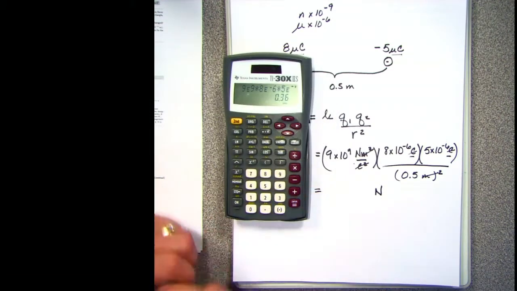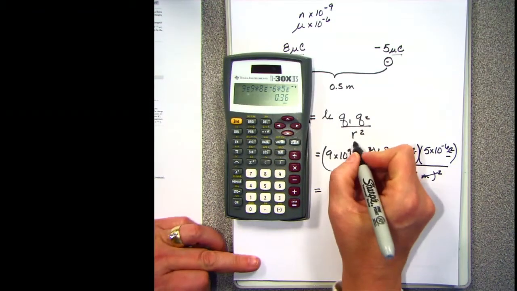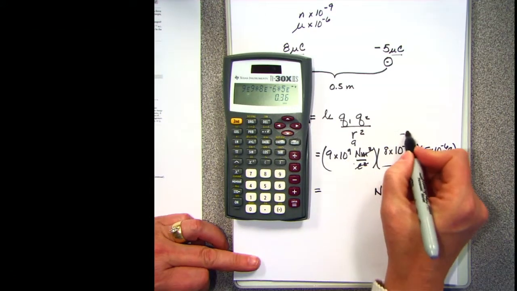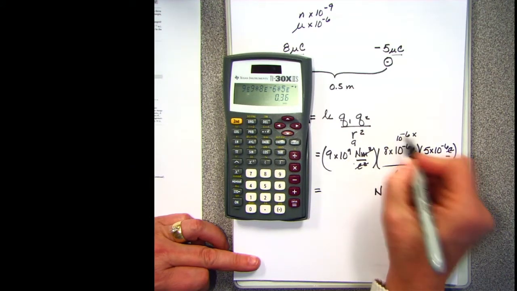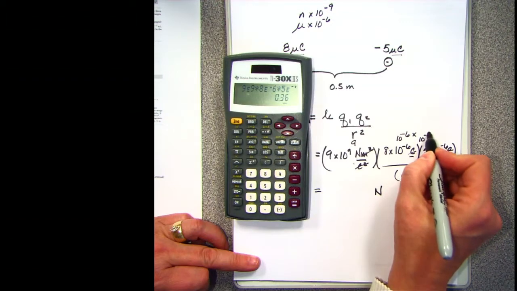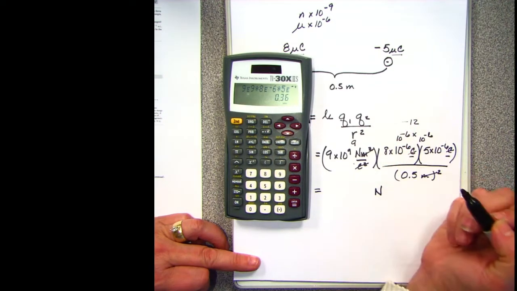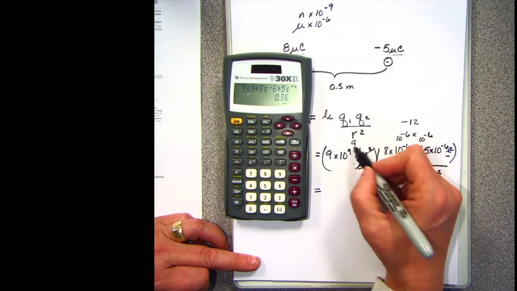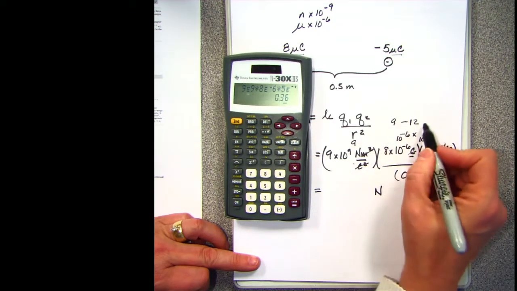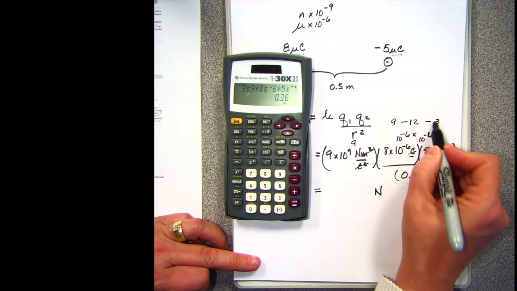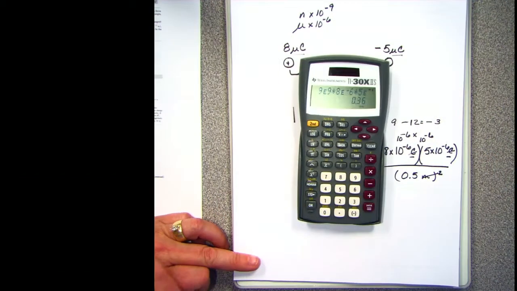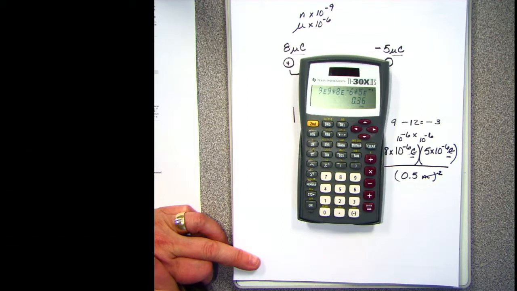And if you remember how to do exponents, here's my 9 and my minus 6 times my 10 to the minus 6 times my 10 to the minus 6. That's going to give me minus 12. That's where that minus 12 comes in. And if I add that 9, I end up with something that's a minus 3. And then when I actually do the multiplication, I get my 0.36. So that can help you keep track of whether that number makes sense in your calculator.